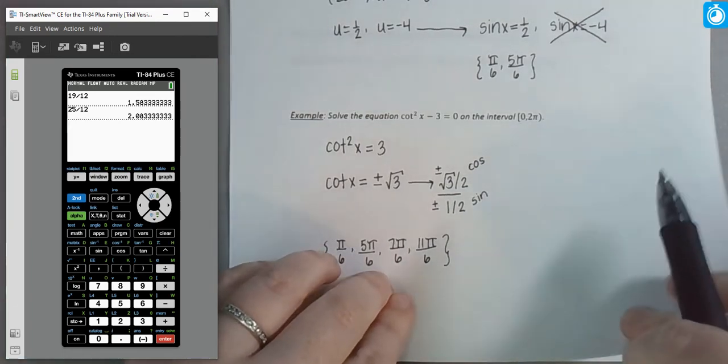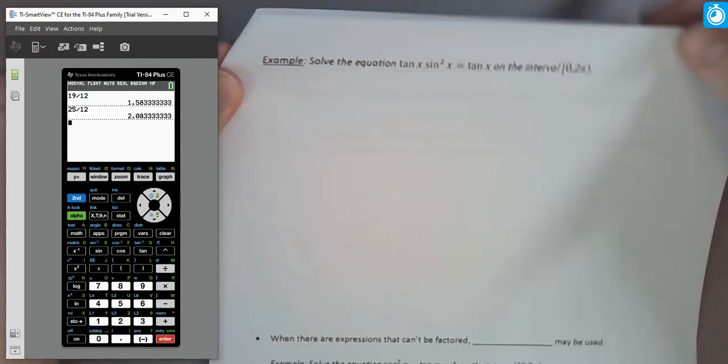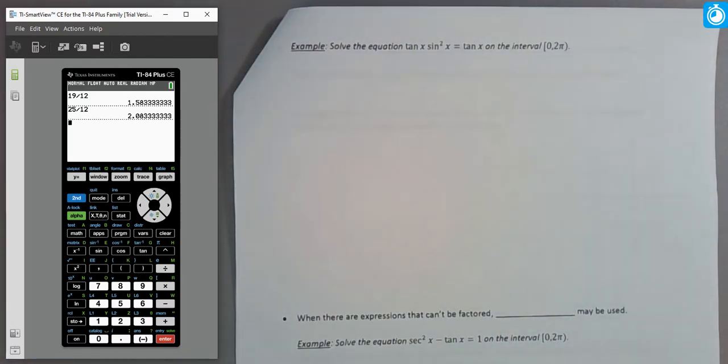Okay, let's look at an example where we have a different trig function involved, not just one type of trig function, but a different trig function involved in our equation. So here we have tangent and we have sine in the same equation. So tangent x times the sine squared of x is equal to tangent x, and again we want to solve on that interval from 0 to 2 pi.